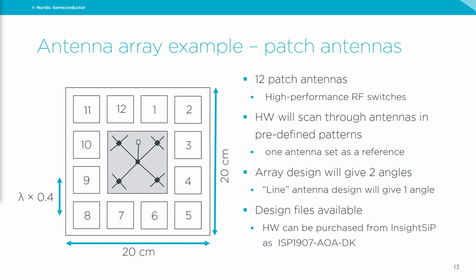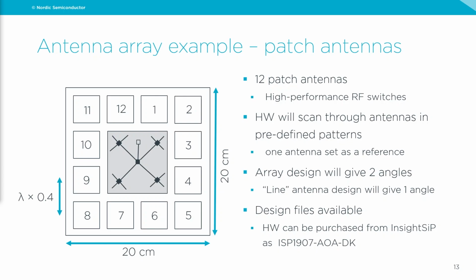While if you want to do a line antenna where you have only one line, for instance, the antennas 11, 12, 1 and 2, you will then only get a single angle out. And have in mind that with direction finding, you will only get angles. You will never get centimeters and so on. You will get an angle from the incoming signal in AoA or from the outgoing signal in AoD. And then you can use these angles to do triangulation to find out where points are in space if you have multiple antennas.